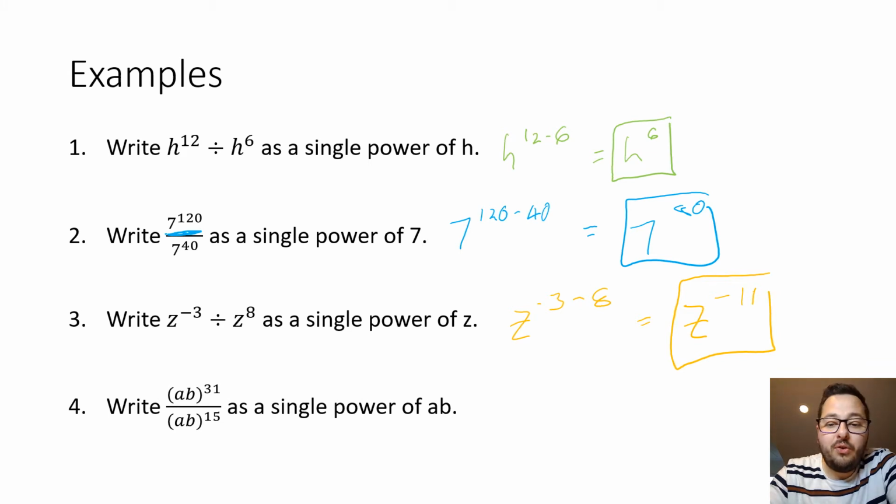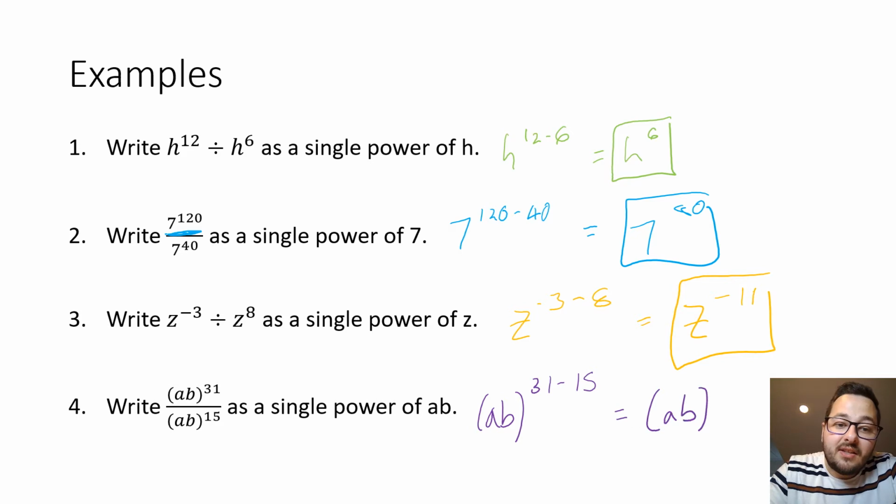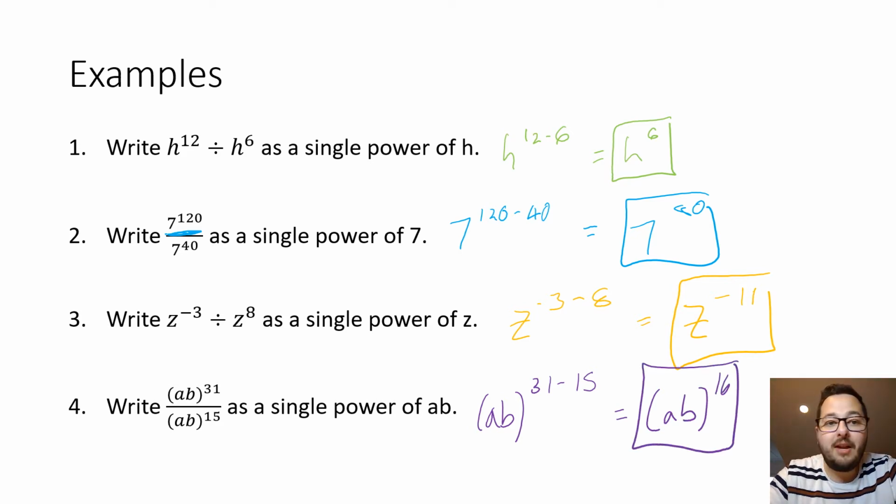Okay, and number 4, we want to write ab to the power of 31 over ab to the power of 15. So even though we've got two letters together, they're in a bracket and powered up, so we can keep them together. So this is the same as ab to the power of 31 minus 15, which is ab to the power of 16. Okay, great. So that is the division law.